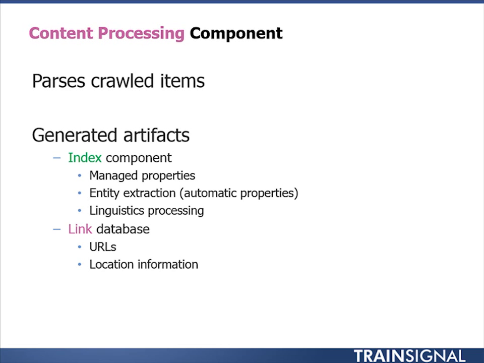The other artifact that it's going to generate is the link database. The link database is going to contain our URLs, and it's going to contain information about where our data is, in particular in relation to where that data happens to be to other data, to our favored authoritative sources, and even some degree of social networking as well.